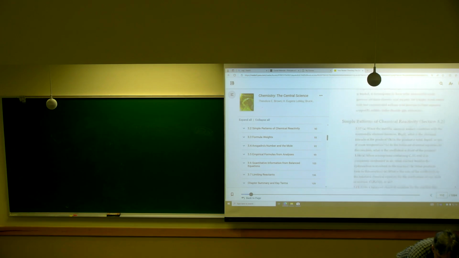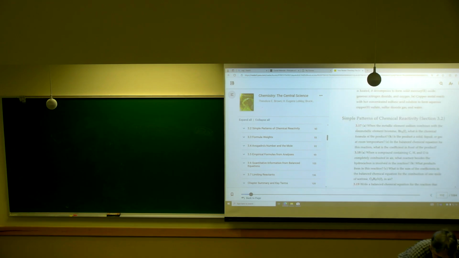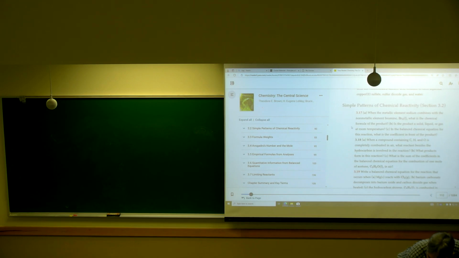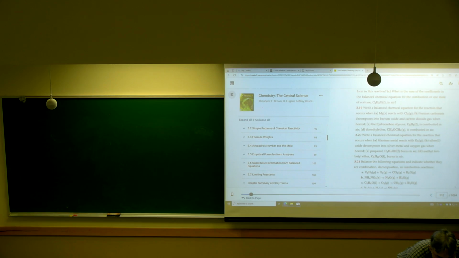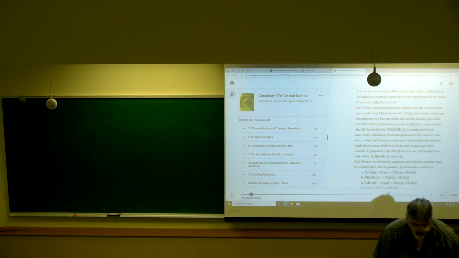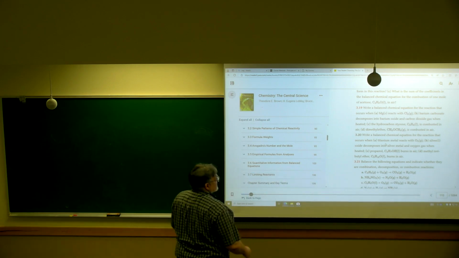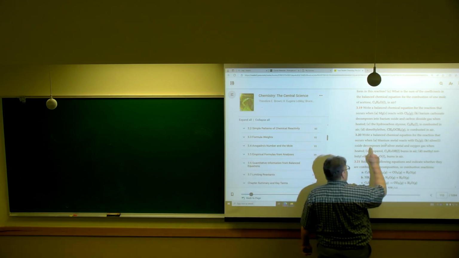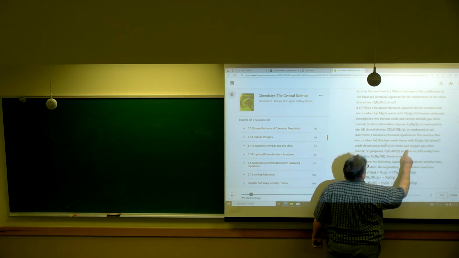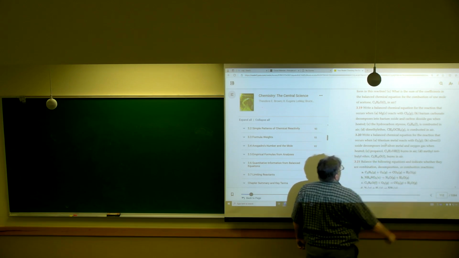All right, and then the next section, 3.2. Let's see, I've got 19. So I've got 19 and 20 here. I'll do 20. Write a balanced equation. So setting this one up, titanium metal reacts with O2. Titanium metal reacts with O2. It's telling you to write a balanced chemical equation for the reaction.